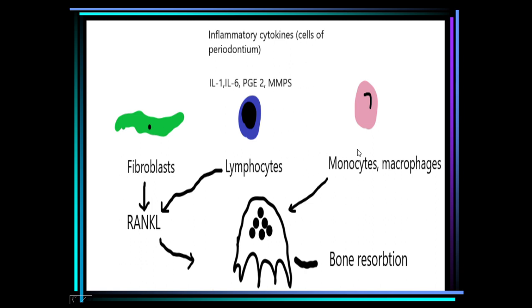So if macrophages are hyper responsive, that means excess activation of osteoclast will be there, and hence excess bone resorption will be there.